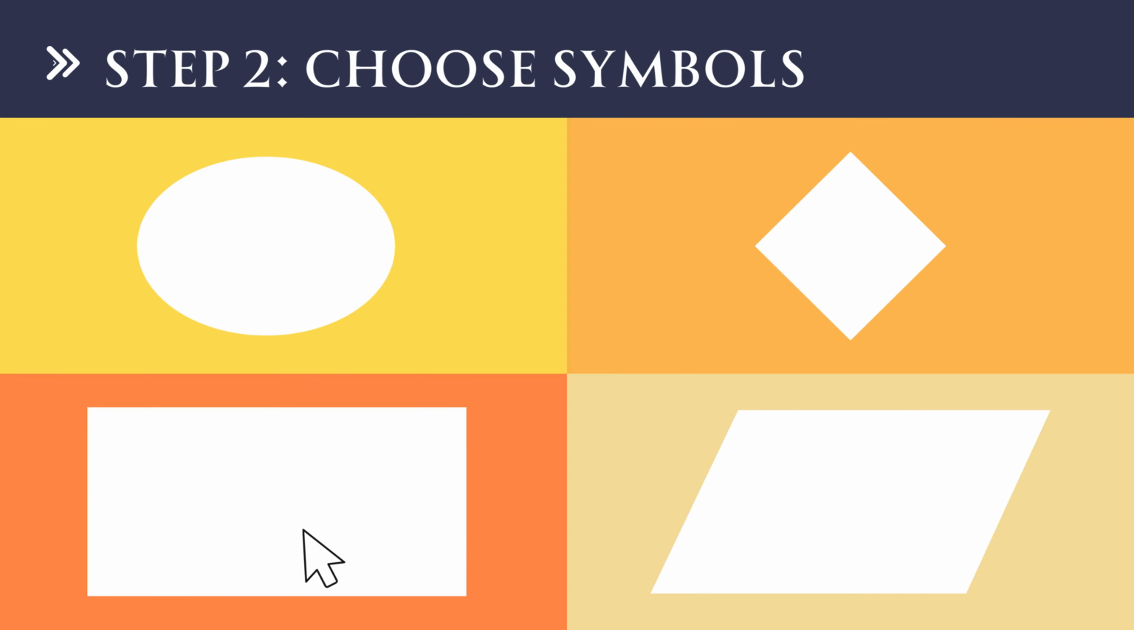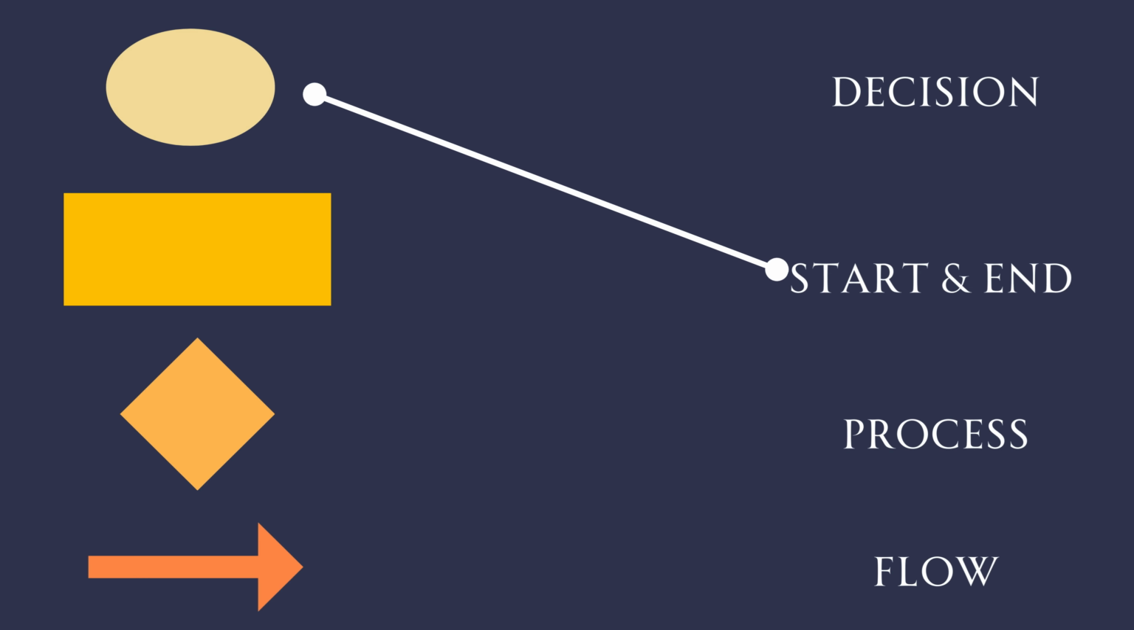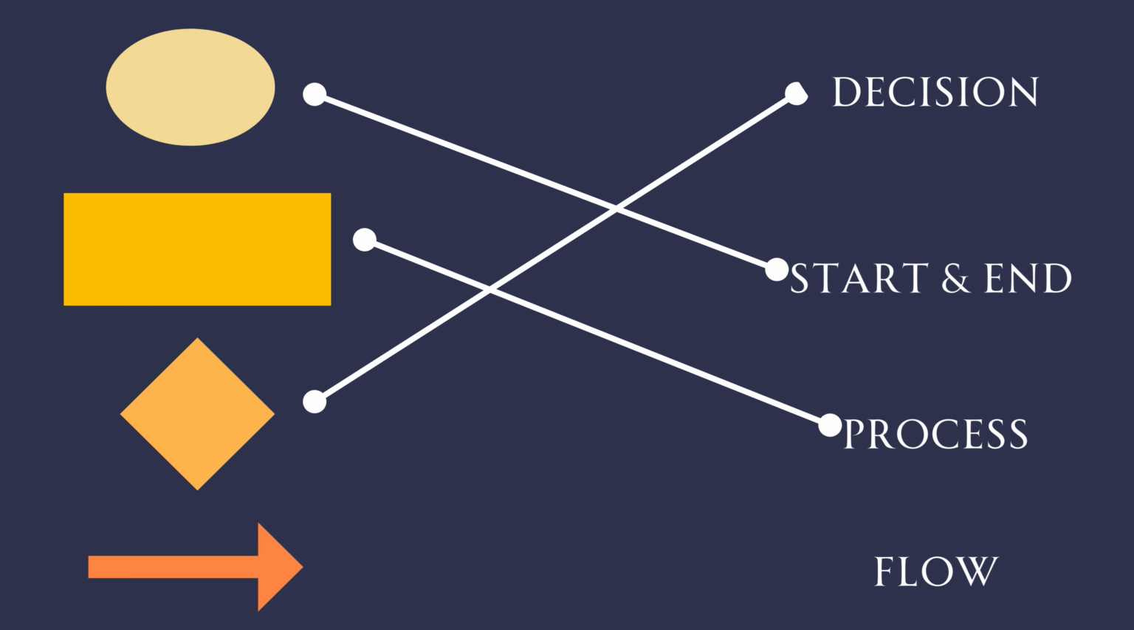Step 2. Choose symbols. Select the appropriate symbols. Use ovals for start or end points, rectangles for process steps, diamonds for decisions, and arrows to show the flow.